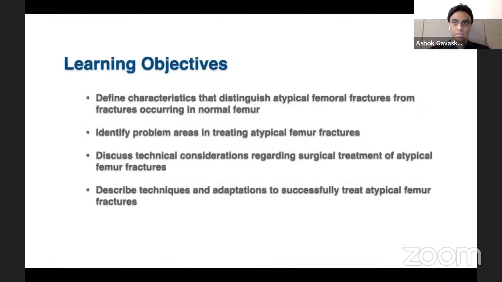So the learning objectives for this talk would be to define the peculiar or unique characteristics that distinguish an atypical femoral fracture from other fractures that occur after a traumatic event in a normal femur. We'll try to identify problem areas that we consider are important in treating atypical femoral fractures. I'll also discuss some of the technical considerations that we have to consider when we treat these fractures surgically. And finally, I'll also describe some of our own and published techniques and adaptations that you might have to adopt to successfully treat these fractures by intramedullary nailing.